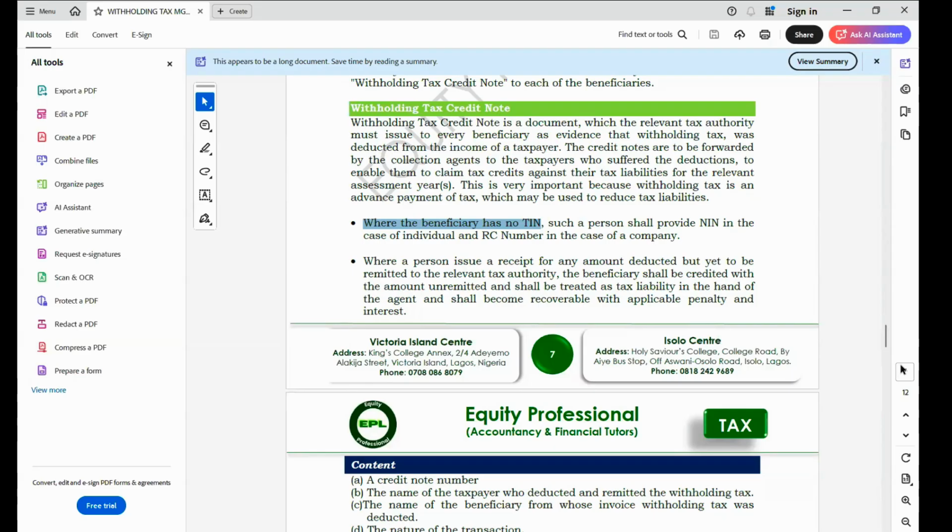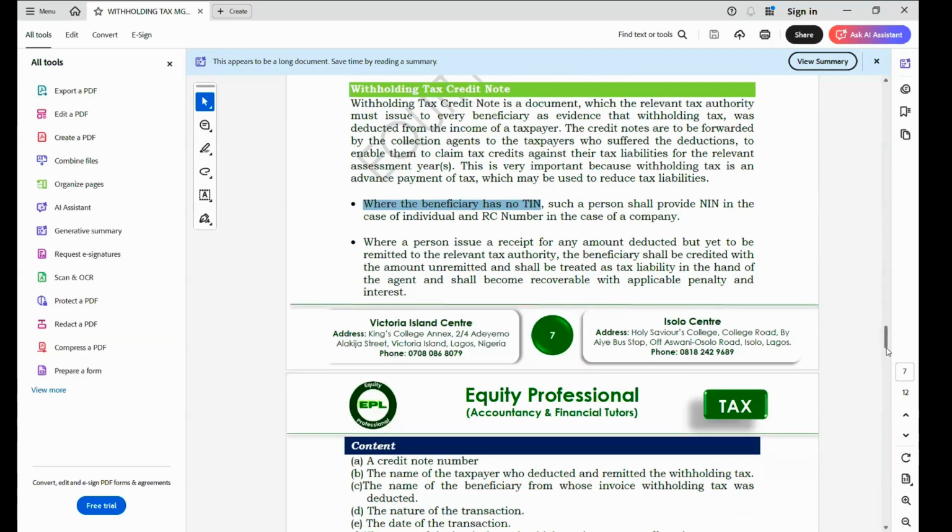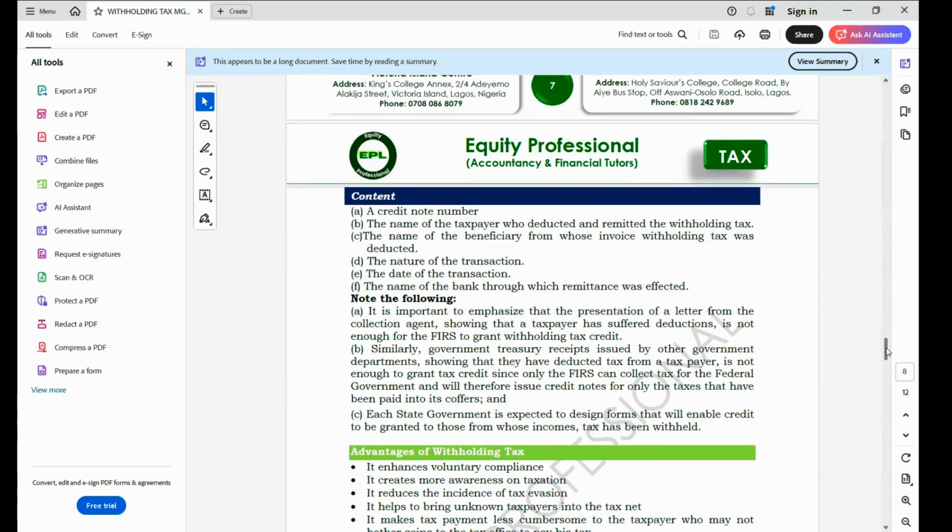So we may also be requested for the content of this credit note. They are also similar to that of the payment schedule, but it differs. So what are the contents?